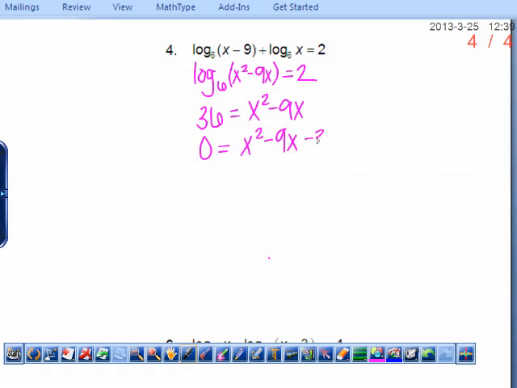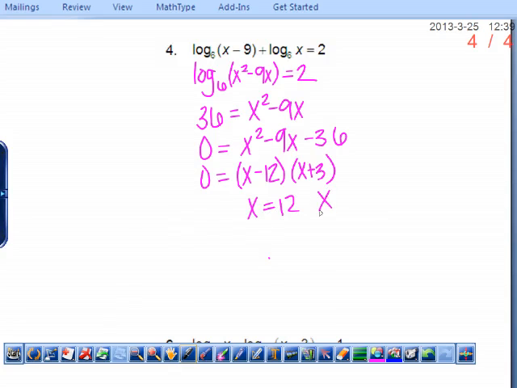You can check your work up here as you're finishing that. Do both negative 12 and 3 work? Or sorry, 12 and negative 3, do they both work? No. Which one does not? Questions on number 4?